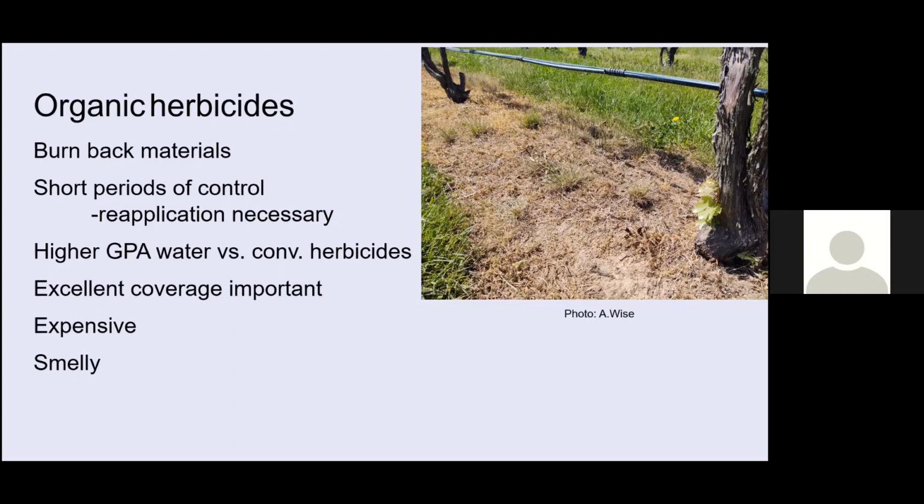I find some of them to be particularly noxious smelling. When I've applied them, I have to wear a full face respirator. I can't stand the smell. So that's something to be aware of if you're going to have one of your crew put that out.